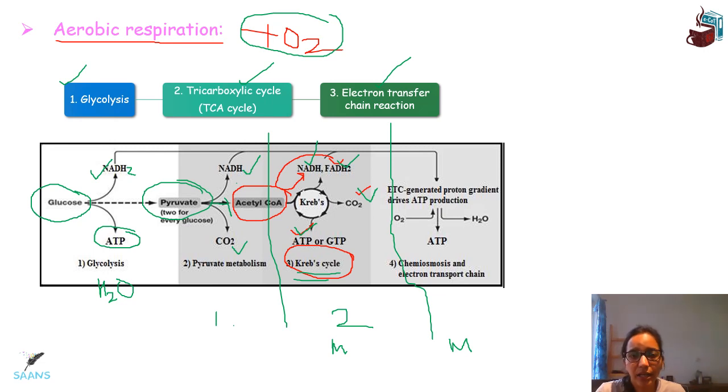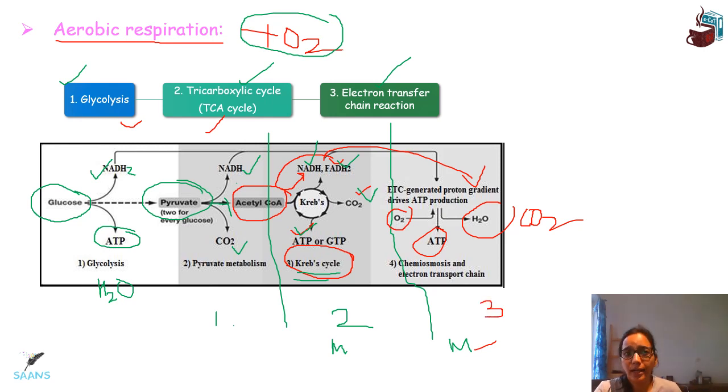Finally, your NADH2 and FADH2, which is formed in the above processes, that is glycolysis and TCA cycle, is further broken down to give oxygen, ATP, H2O, and as per your textbook, carbon dioxide also. This all takes place in the mitochondria. A lot of energy is released. This is last and third part, which is known as the electron transfer chain reaction.